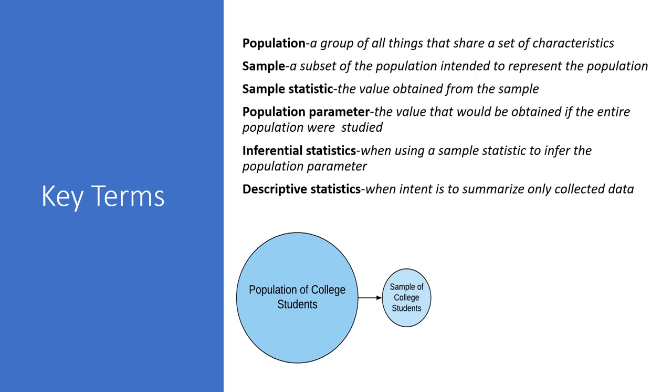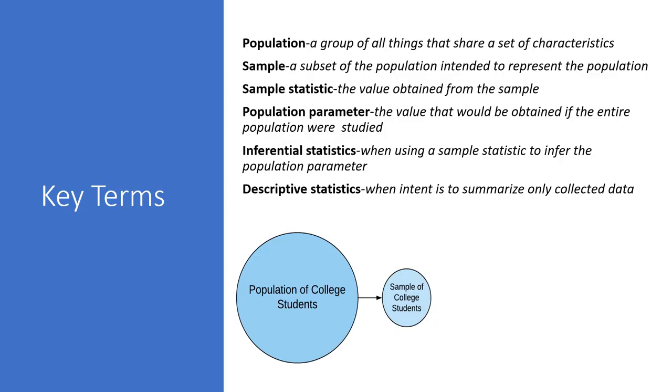When we get a result from a sample, that is called a sample statistic. So results that come from a sample are called statistics. Values that come from populations are called parameters. So we use sample statistics to estimate population parameters.